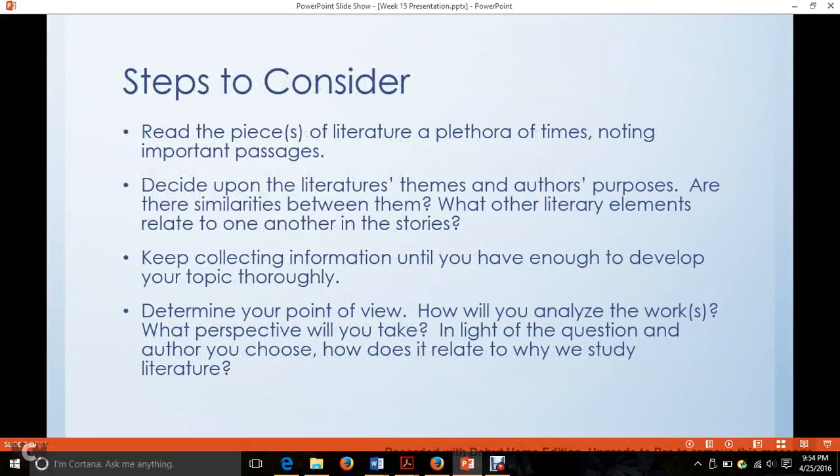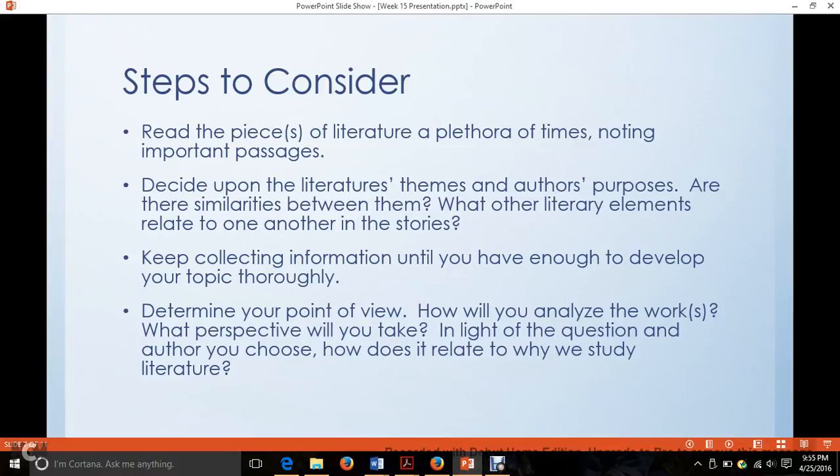So here are some things to consider when you are working toward your paper. Make sure that you read the piece of literature or pieces of literature many times. So don't just read it once and expect to be able to write a paper about it. You need to be able to note important passages. If it's a poem, you're going to have to be able to break it down line by line, just like we did in the discussion boards throughout the term. You need to be able to look at this on a deeper level, so reading it more than once is going to be important.